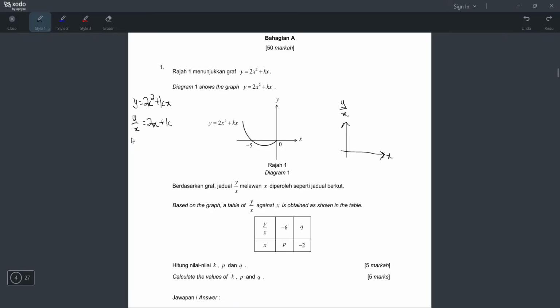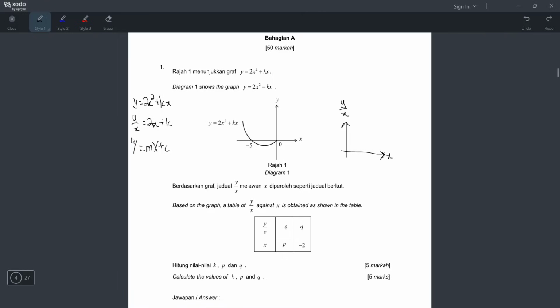Now I can write Y equals mX plus c because this is already linear form, all right? And the Y, the big Y, represents the new y-axis, which is y over x, and then the big X represents the new x-axis, which is the small x, and then m is 2. So the gradient of the straight line is 2, and then the c, which is the y-intercept, is the k, right?